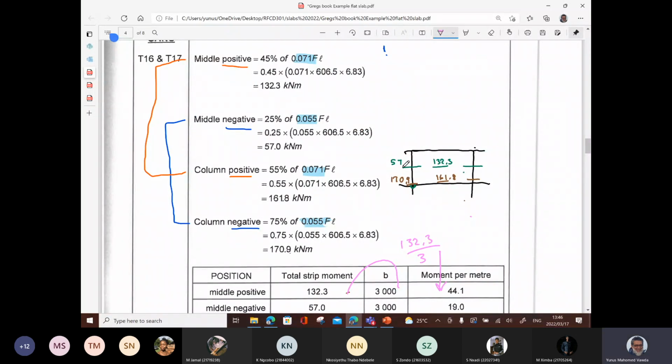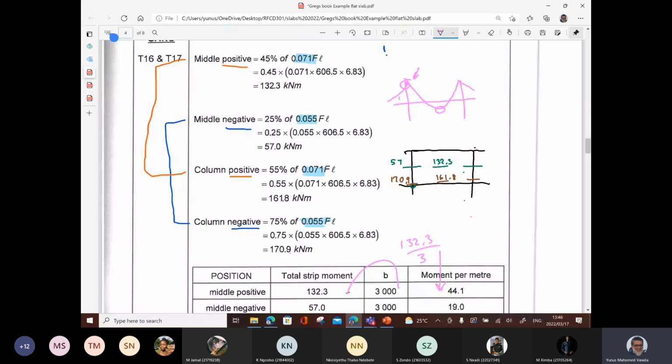Middle negative is over the support, because just remember the bending moment diagram looks like this. That's the direction of our span. That's the support, that's the support. So the bending moment diagram looks like this. So when you're saying middle positive, you're talking about that one. When you're saying middle negative, you're talking about that one there. Are you with me? Yeah, I'm with you. So even when we're referring to column negative, we're talking about the same thing. It's just that it's in the column strip, and then it's in the middle strip. So we've broken it up into strips.